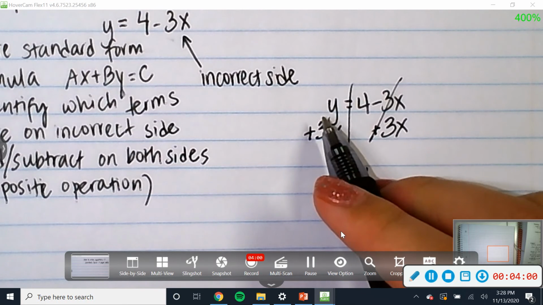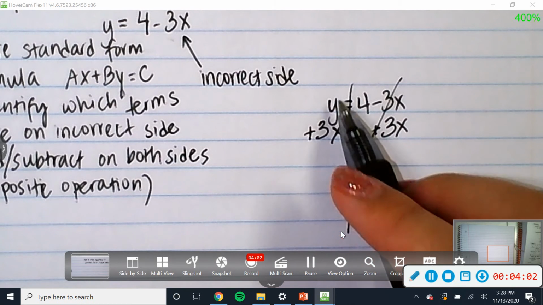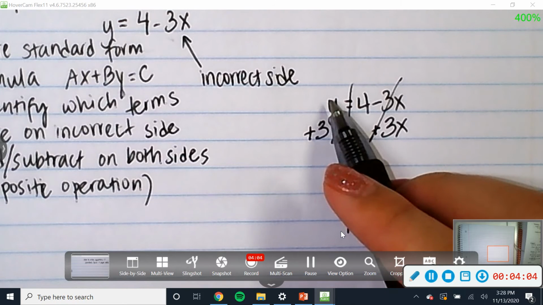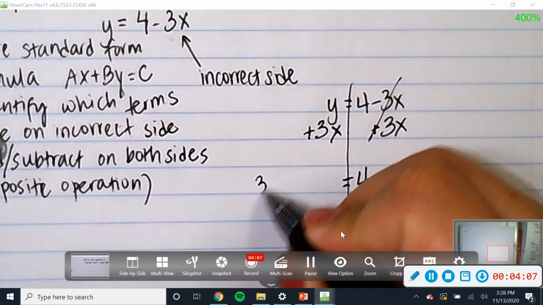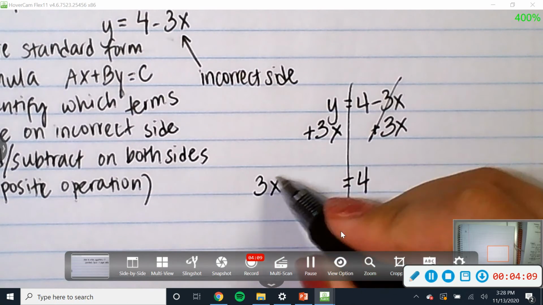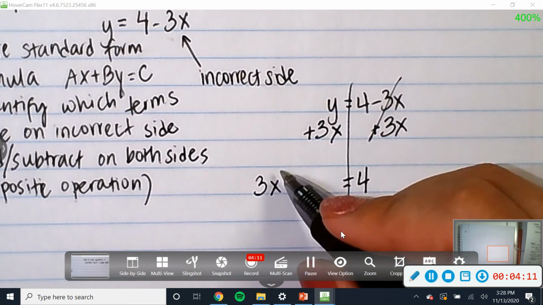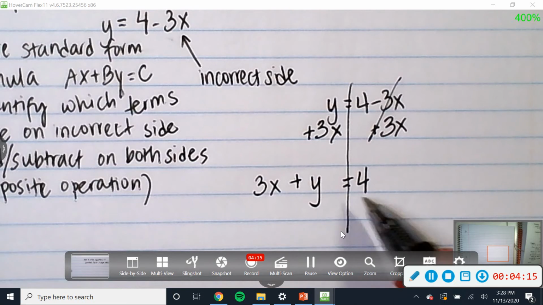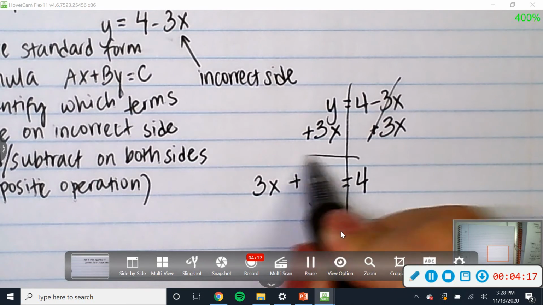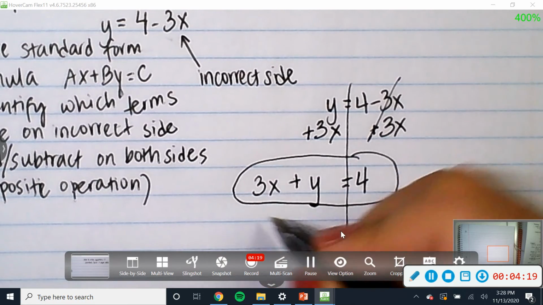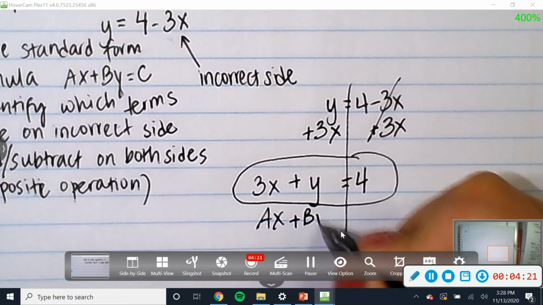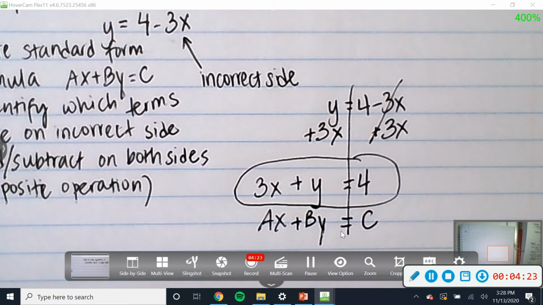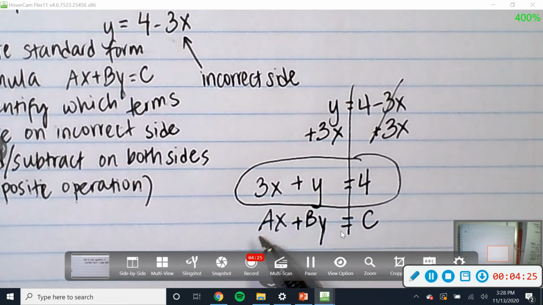On the other side of my equation, I have a positive 3x and a positive y. When I rewrite in standard form, I'll always have the x term go first. So positive 3x plus y, because we had a positive y, equals 4. This would be our equation in standard form. Now this looks like our ax plus by equals c, because we have our x term and our y term on the same side, and our number on the other side.